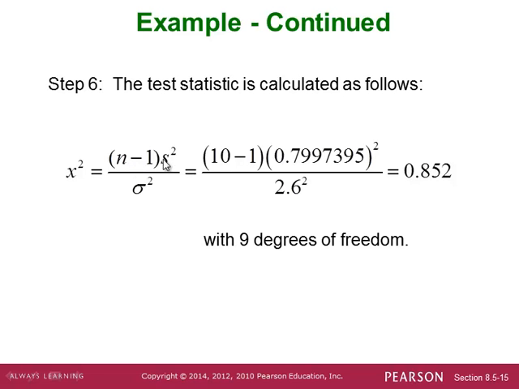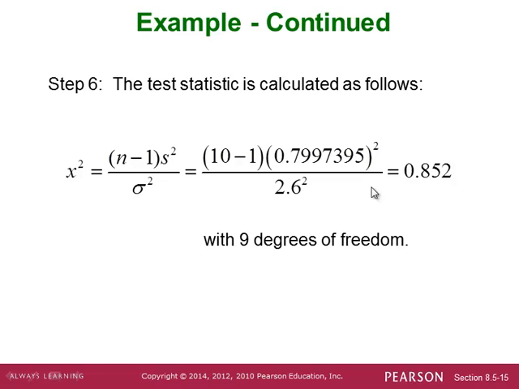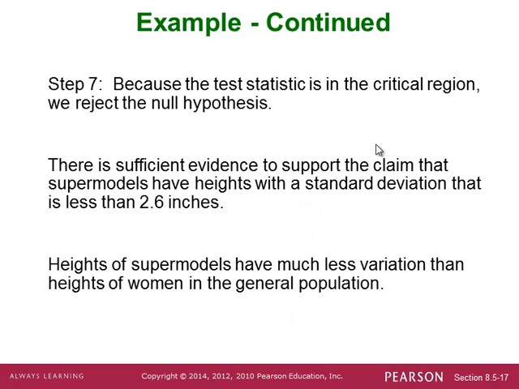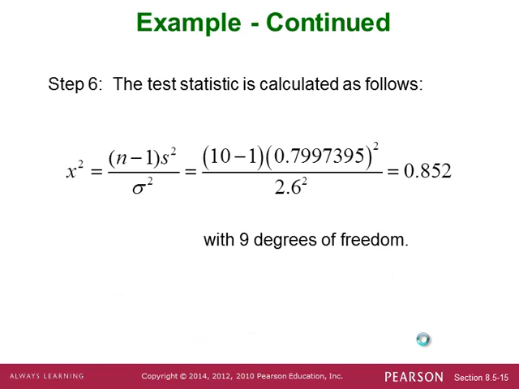S squared, that's the sample variance. Now let's double check that. That doesn't look right here. Oh yeah, so S squared is 0.79973995. So that's actually what we should have here. Don't square it. This is a typo here. This is just going to be 0.79973995 without the squaring. Now, if we wanted to square it, we would do 0.89421 or 42816 squared. Okay, so sorry about that.